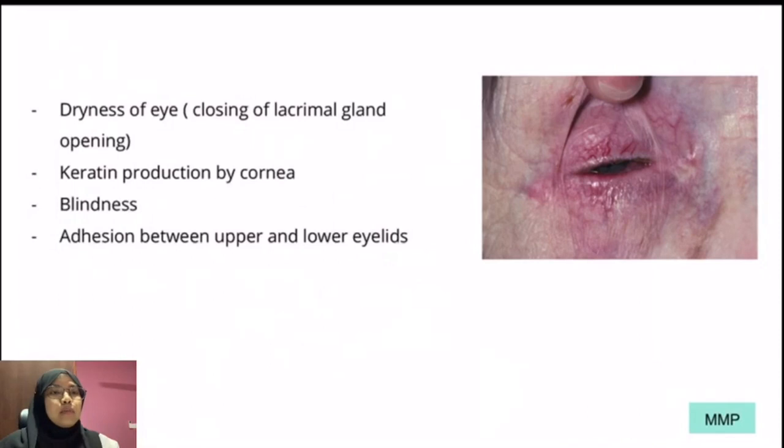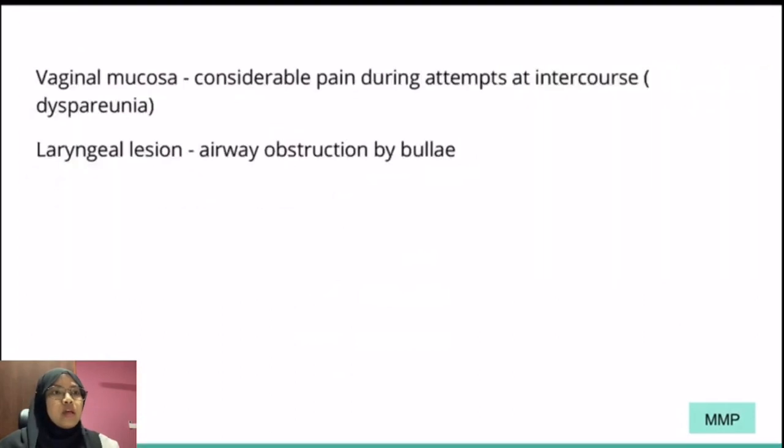As a protective mechanism, the cornea will produce keratin, which eventually leads to blindness. The last stage of the ocular involvement is the adhesion between the upper and lower eyelids. As you can see in the picture, the upper and lower eyelids almost adhere together. If the bullae occur on the vaginal mucosa, it will cause pain during intercourse, known as dyspareunia. And if the bullae occur on the laryngeal mucosa, it will cause airway obstruction.